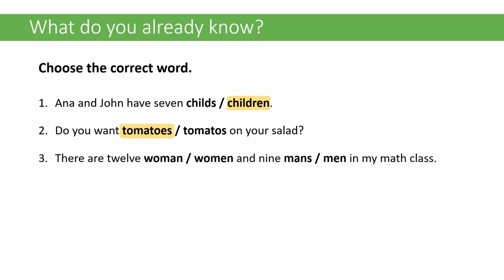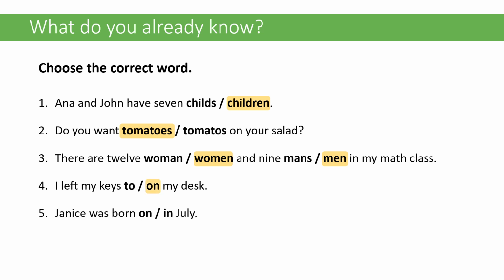So the first spelling is correct, with the E. There are 12 women or women and 9 mans or men in my math class? So it should be: there are 12 women and 9 men in my math class. What about number 4? I left my keys to or on my desk? So it should be on.